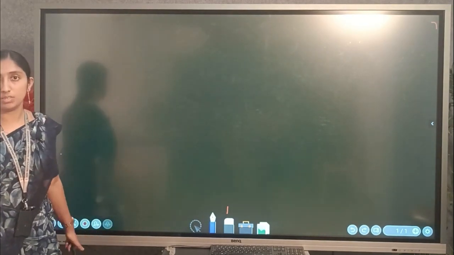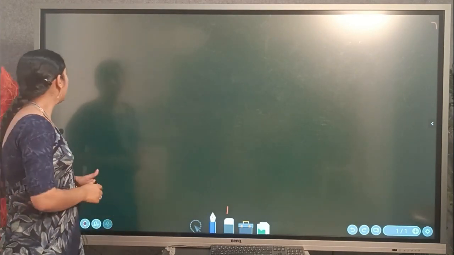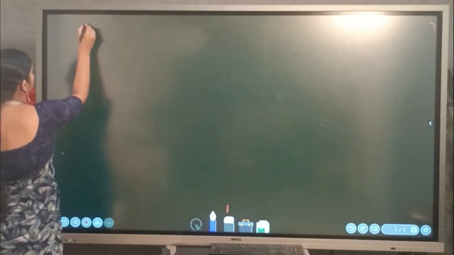Like that, in our syllabus there are two other functions. That is nothing but the exponential function.